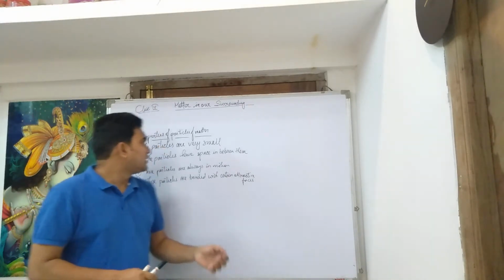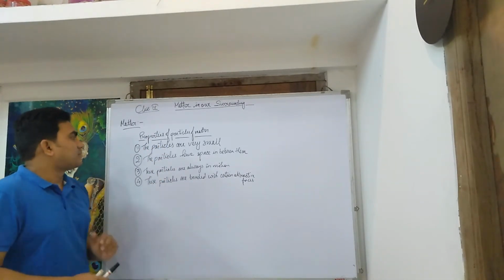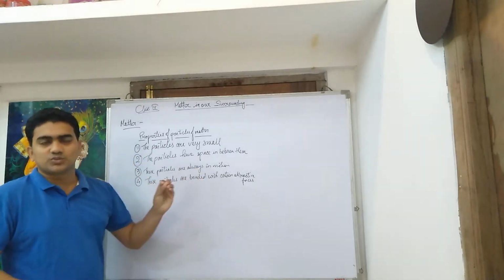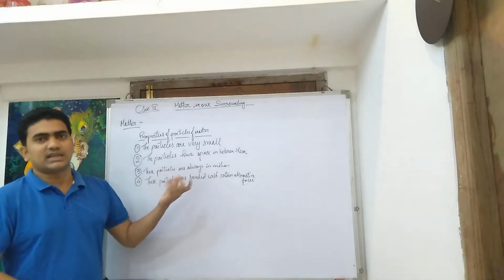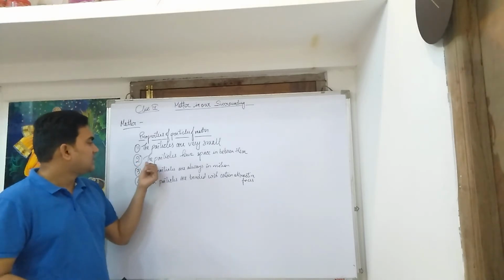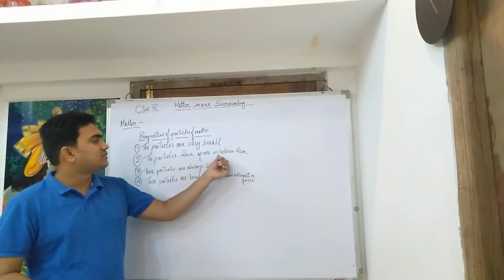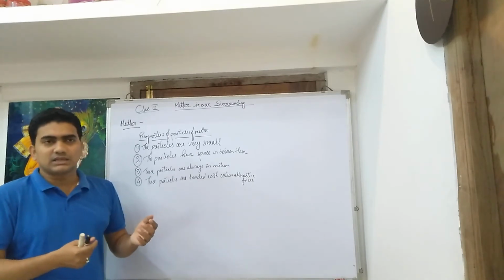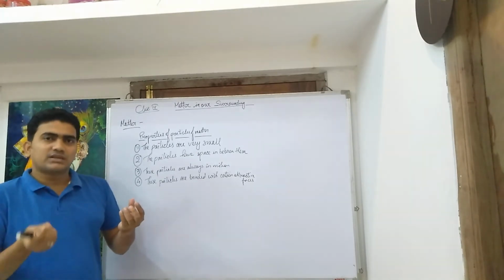Let us first see. These are the four basic properties. The first one is that the particles are very small. These particles are so small that we cannot see them with our naked eyes. Secondly, the particles have space in between them. One sort of matter has particles that have space where the other one can fit.